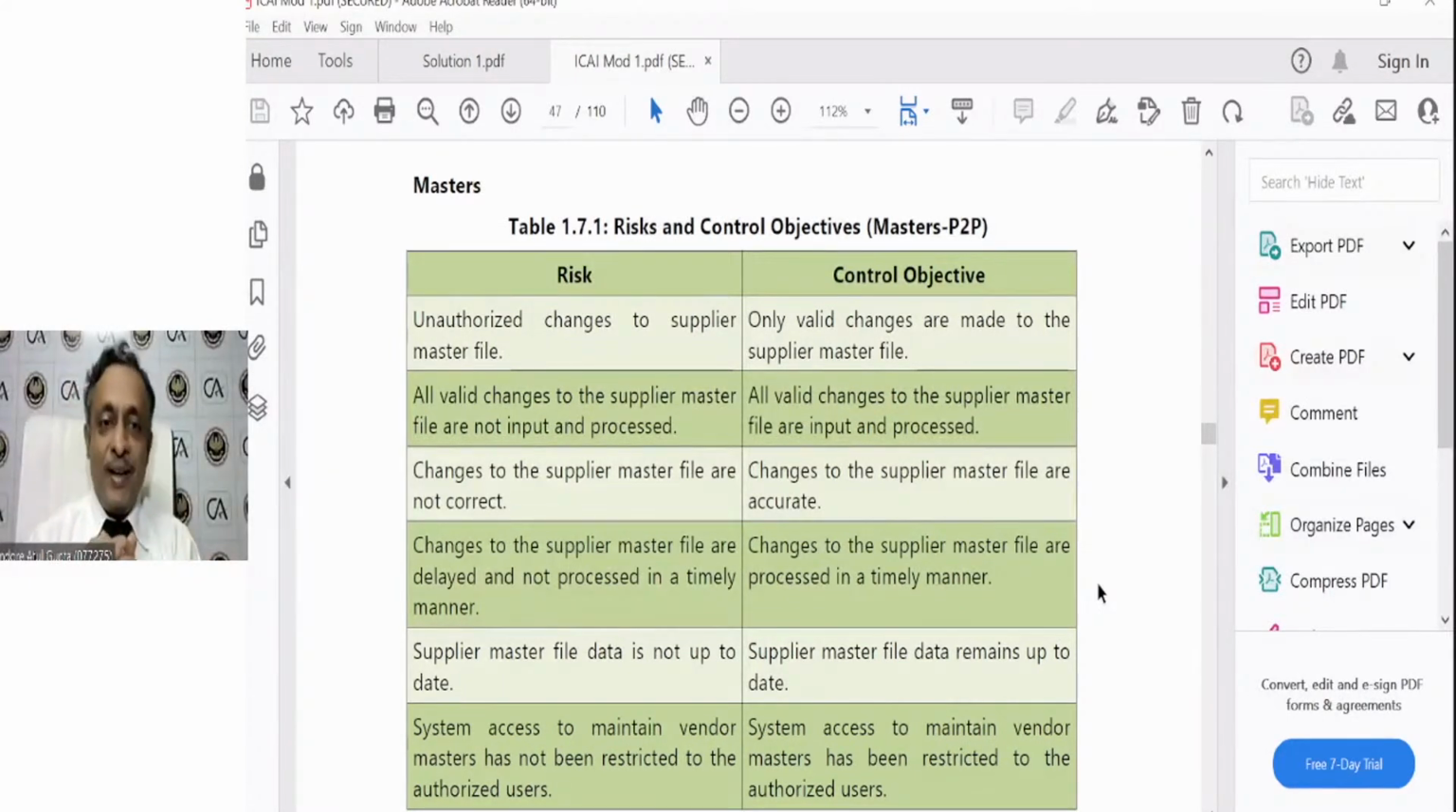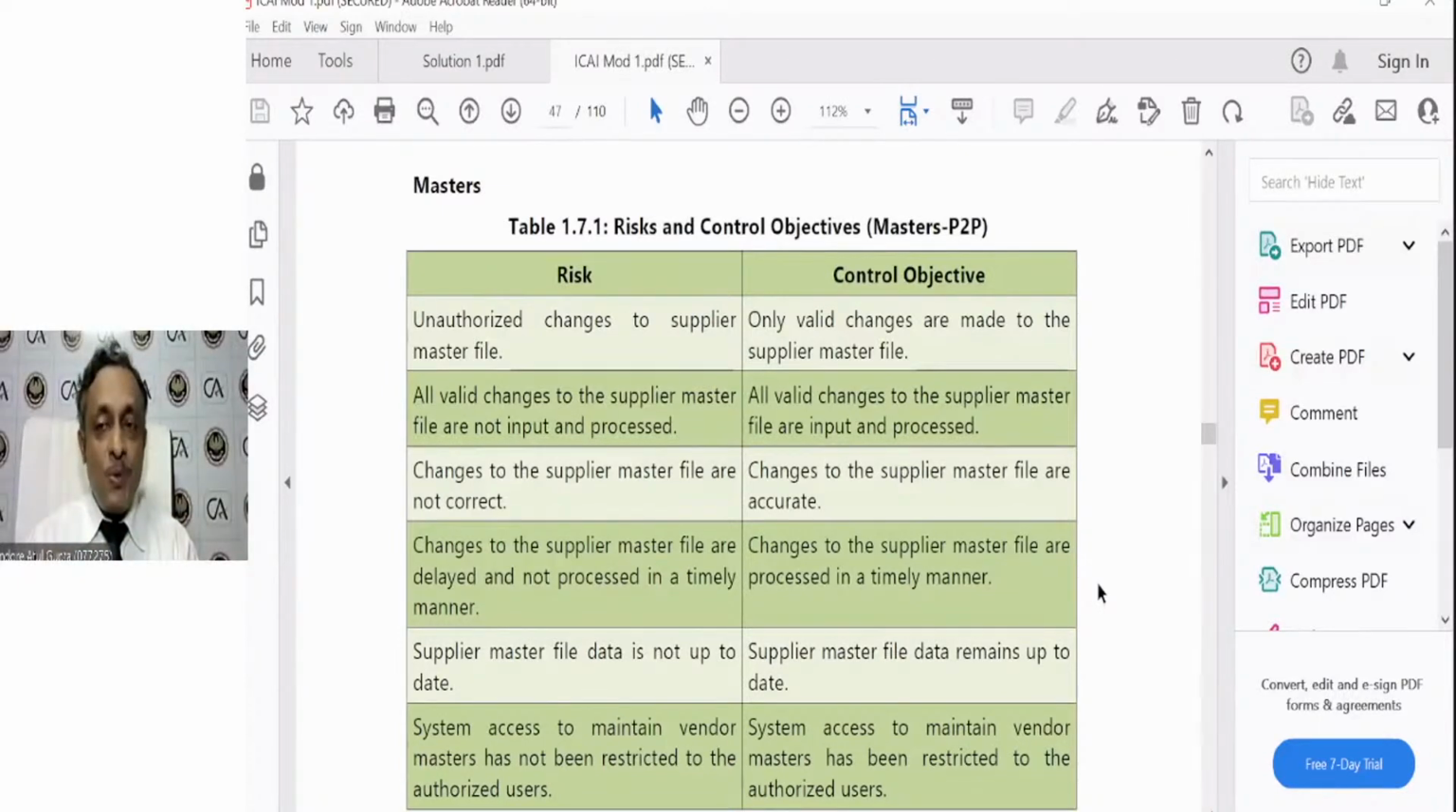So please understand. Then what is the control objective? That only valid changes are made to supplier master file. That means what? You know what it means? That means that there has to be a master change process. You can note this down. It's a very important word. The solution to this set of risks is a master change process.